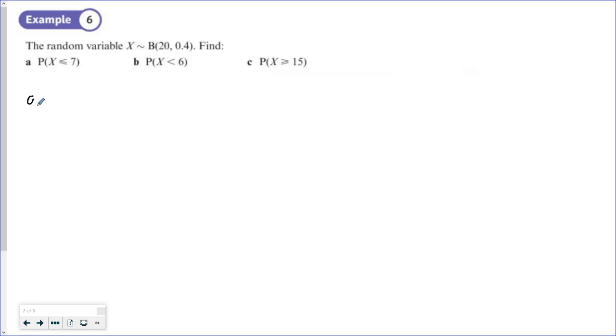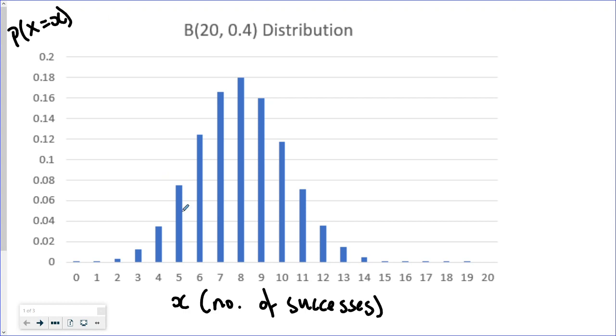In part A, we want to work out the probability of x being less than or equal to 7. If you were to say that in English, we want to work out the probability that we have 7 or fewer successes. If you think about the diagram, we want 7 or fewer. That means we want to work out how much probability is in this region here, from 0 successes all the way up to and including 7 successes.